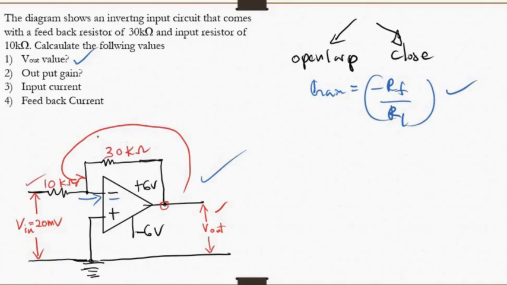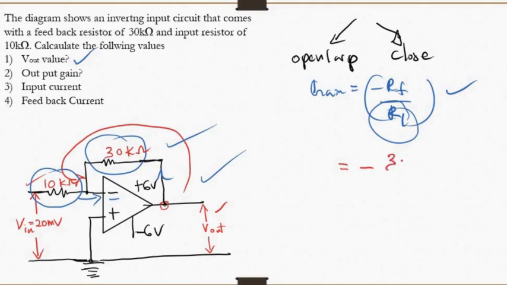RF is the feedback resistor. You can see the connection from output to input. The feedback resistor is 30 kilo ohms, and the input resistor R1 is 10 kilo ohms. Right, so we have both values. Let's apply the values. Here it's minus RF, which is 30 into 10 to the power 3, divided by 10 into 10 to the power 3. It's an easy value, 3, and it's minus, remember that it's an inverting input circuit, right? So the gain is minus 3.